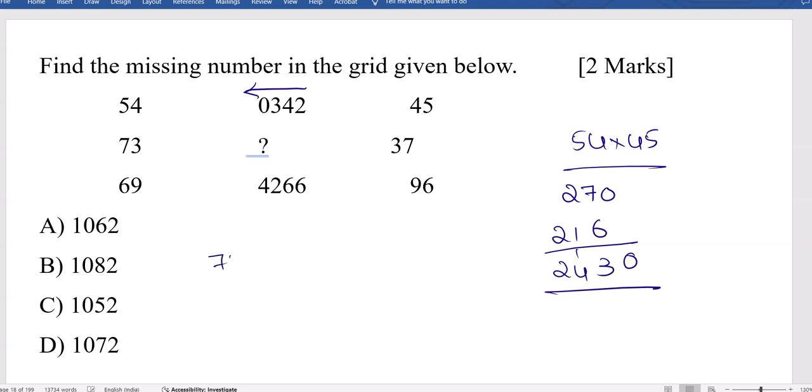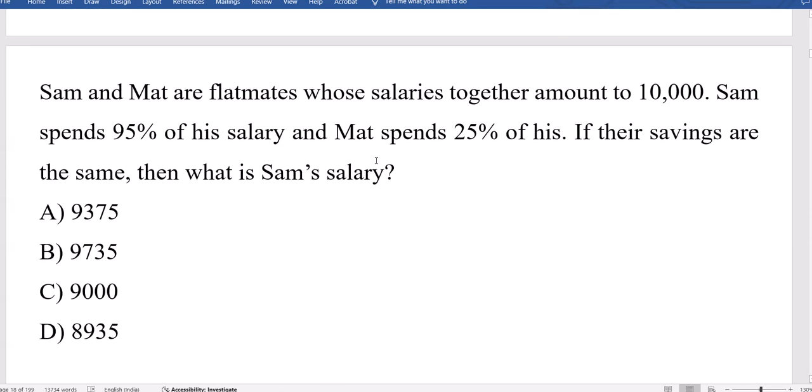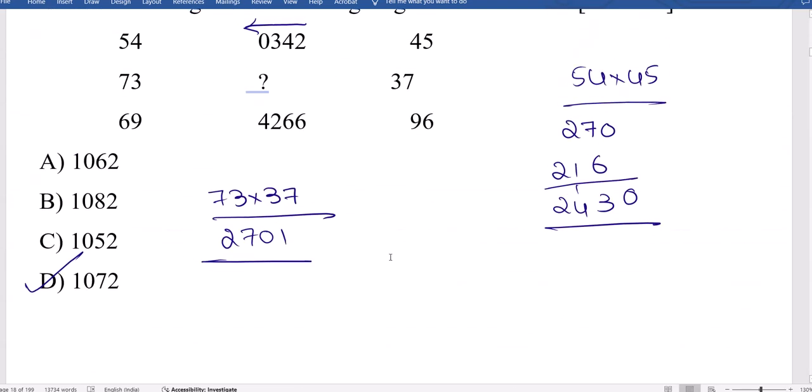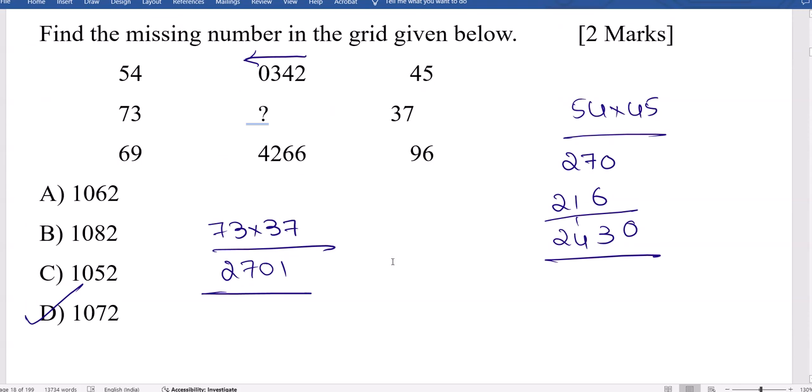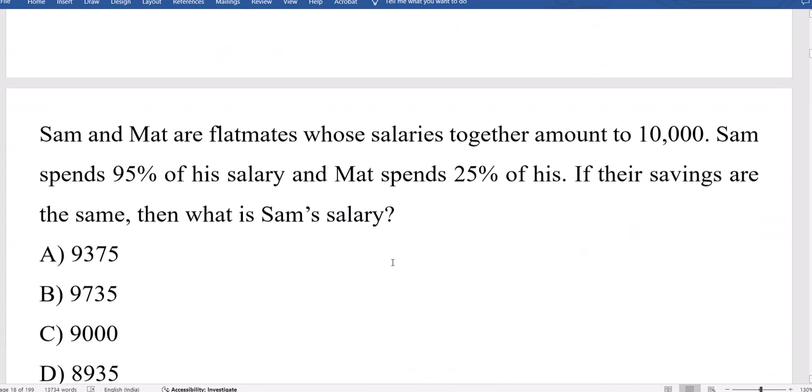Product, and then write it in reverse. So do 73 into 37. That product you have to write in reverse order. You got 1072. Now what about this question? Previous question answer is 1072. Sorry. Now see about this question.